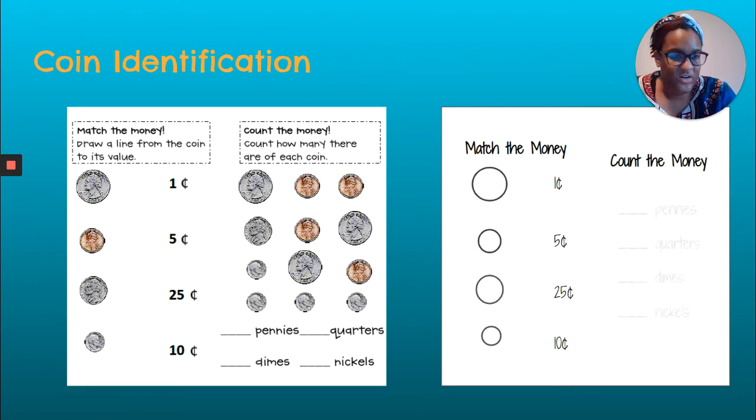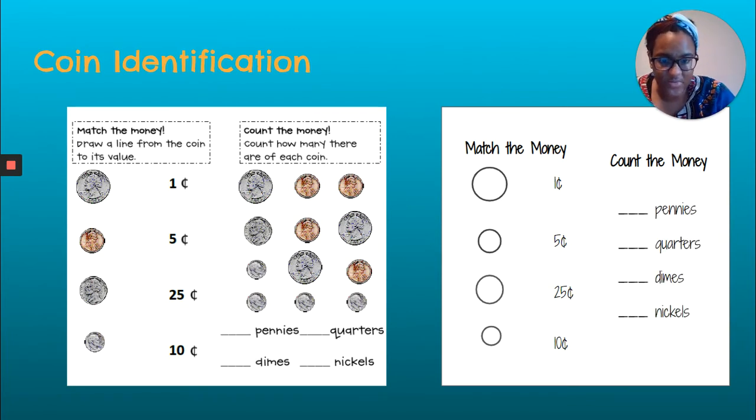Instead of drawing a picture of all these, all they have to do is look over at the picture. You can pause the video if that's the best way for them to do it. Pause the video and have them write how many of each they see. So how many pennies, how many quarters, how many dimes, and how many nickels. So that's the first part that needs to be sent to your teacher.